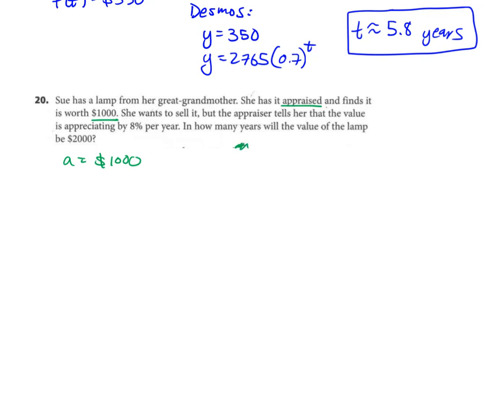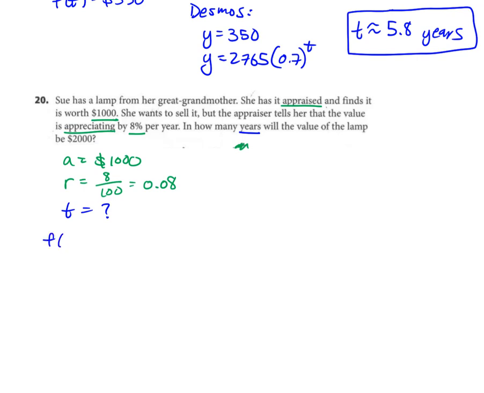She wants to sell it, but the appraiser tells her the value is appreciating by 8% each year. Okay, so that's going to be our rate. Our rate is 8%, so 8 divided by 100 is going to be 0.08. Okay, so what we want to figure out is, in how many years will the value of the lamp be worth $2,000?